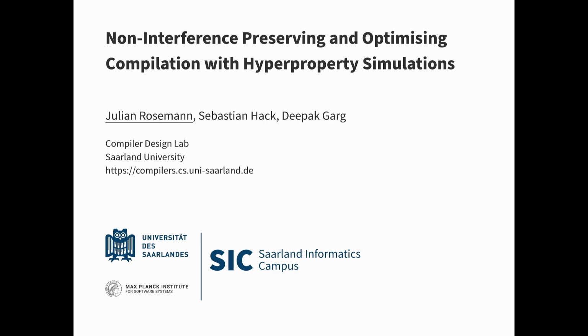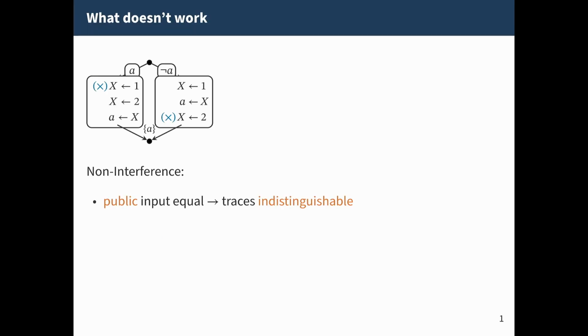I'd like to start with an example. There's this problem: if we have some program, a simple conditional, we might have non-interference in the source code. But when we do some sound compilation pass, like an optimization such as dead code elimination, this might break non-interference. In this example, we assume a leakage model.